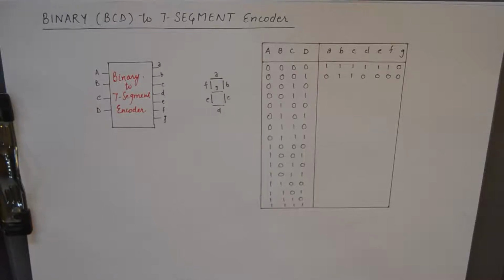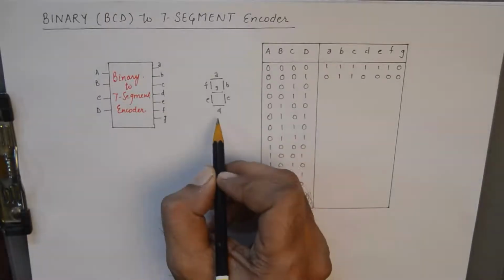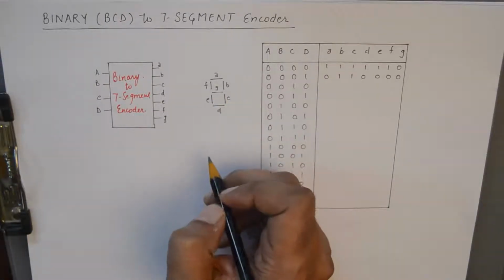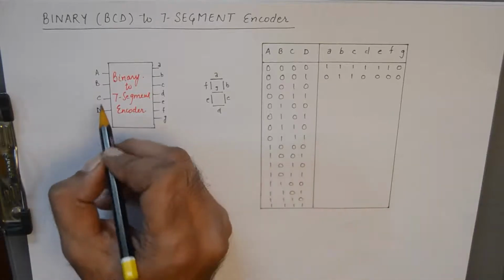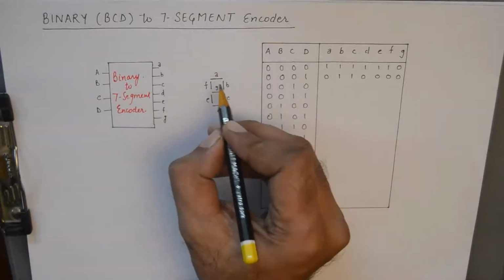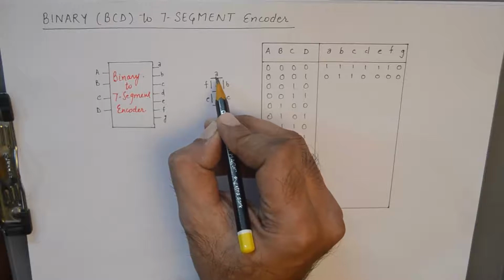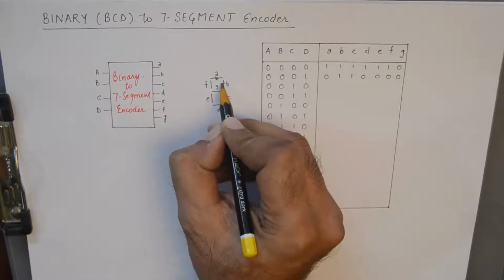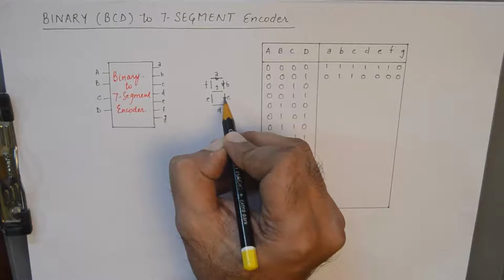Today I'll discuss the binary to 7 segment encoder. This encoder is going to perform the task of illuminating this 7 segment display depending upon the input that we give at the ABCD binary input port. Please understand this 7 segment display consists of light emitting diodes in each of its arms.